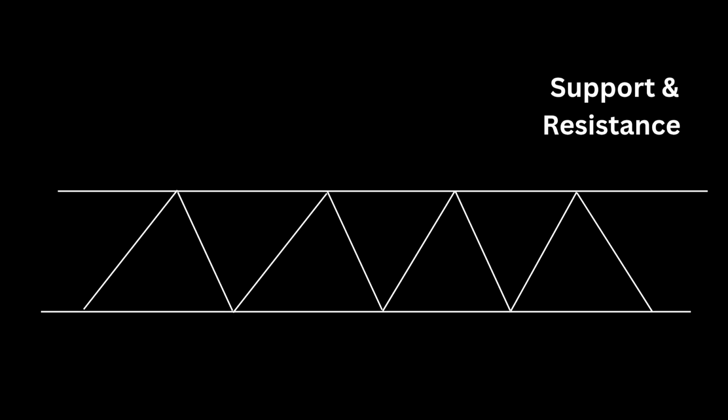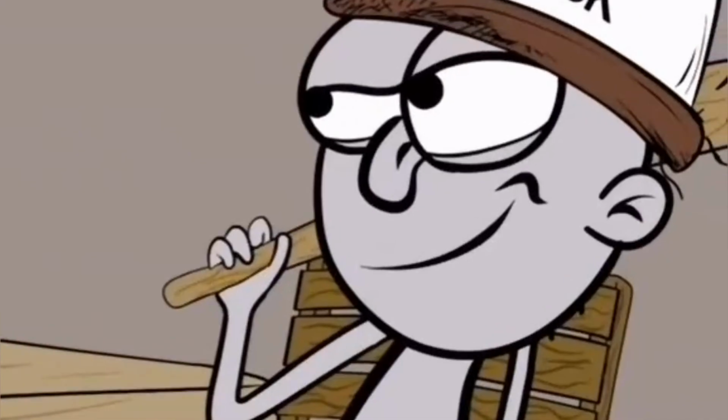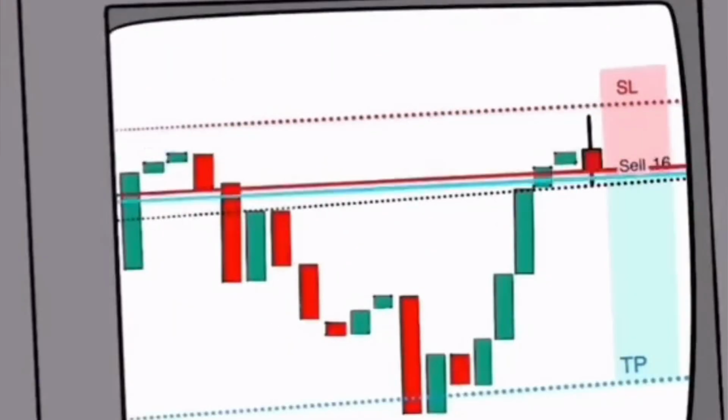You're studying support and resistance. You're marking your supply and demand zones. You think you understand smart money concepts, but you keep getting stopped out right before price moves in your direction.